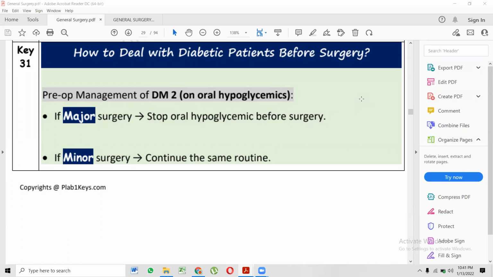So our first topic for today is how to deal with diabetic patients before surgery. Now, what will be the management of a patient who is on oral hypoglycemic drugs? If it is a major surgery, then we need to stop oral hypoglycemics before surgery. And if it is a minor surgery, then we will continue with the same routine.